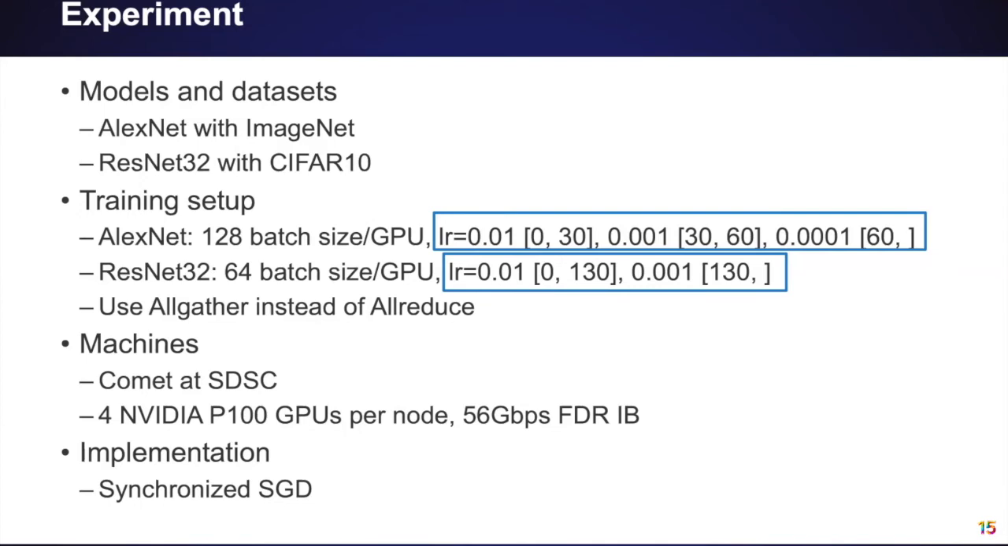We use all-gather instead of all-reduce to exchange gradients because the current all-reduce in the MPI standard does not support sparse data format, while the gradients after compression are sparse. We conduct the experiment on the Comet machine at San Diego Supercomputer Center. Each node has 4 NVIDIA P100 GPUs, and the interconnection between nodes is InfiniBand. We implement the compression algorithm on top of synchronized SGD.